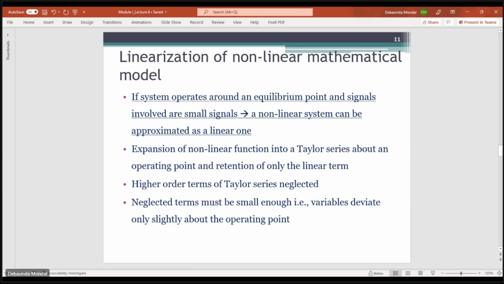Okay, so that's why there is a need to linearize a non-linear system, because then it would become easier for you to analyze that system and do whatever mathematical analysis that you want to do on the system. Okay, so now how do you linearize a non-linear system, or if you are given a non-linear equation, how do you linearize that?